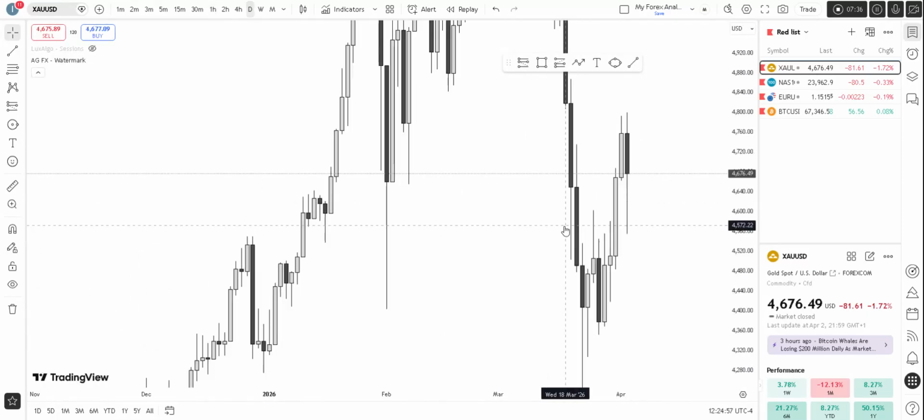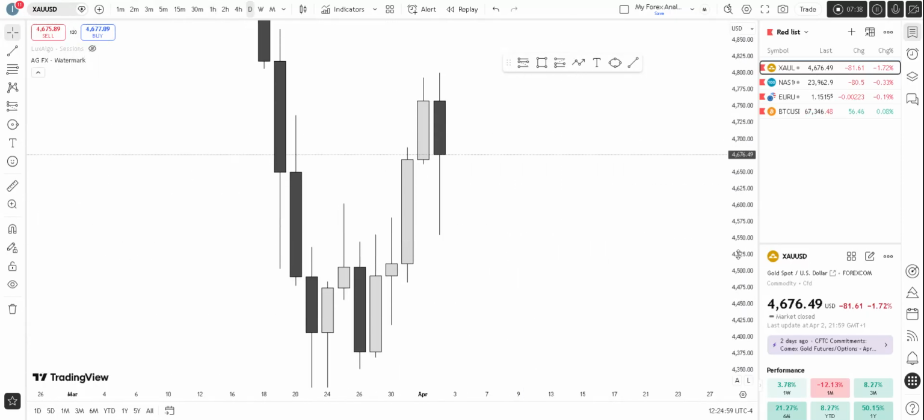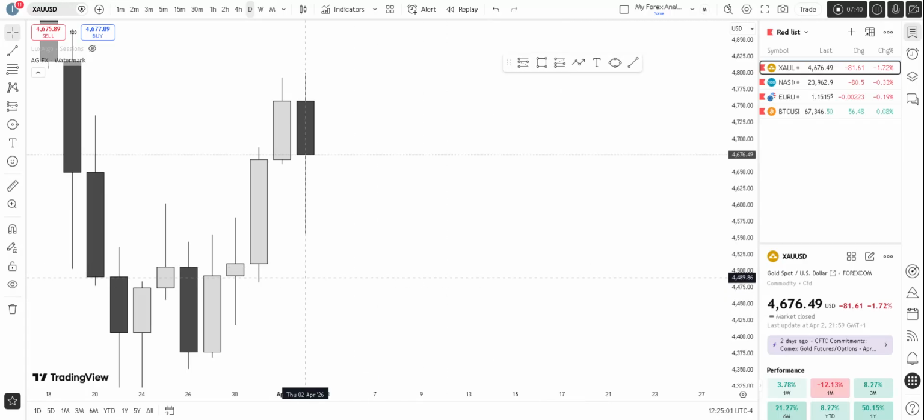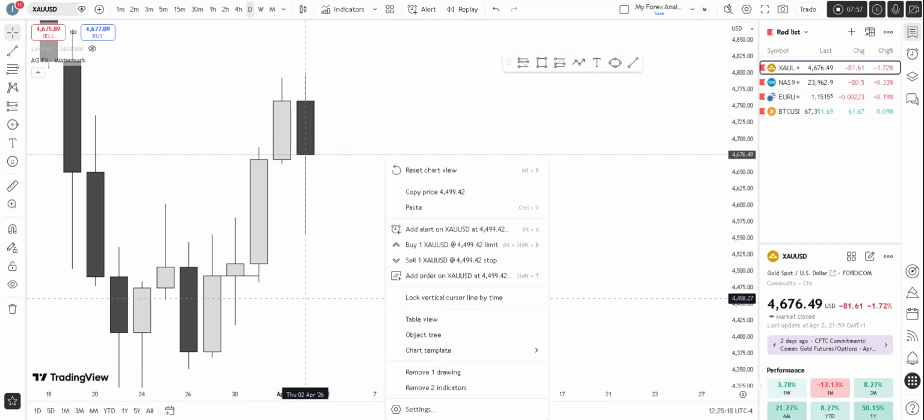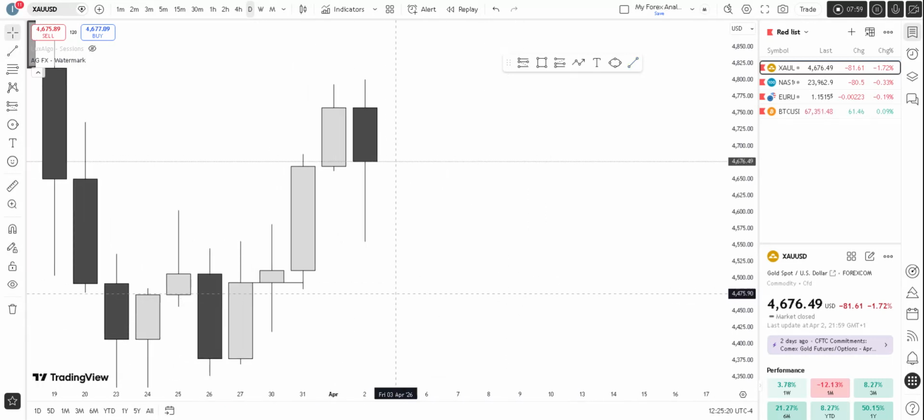Now this is gold. So I went down to my daily time frame. This is Friday, Thursday. Okay, this is Wednesday. All right. So there was a rejection from the key level. So after the rejection from the key level, what did the price do? There was a rejection from a daily key level.